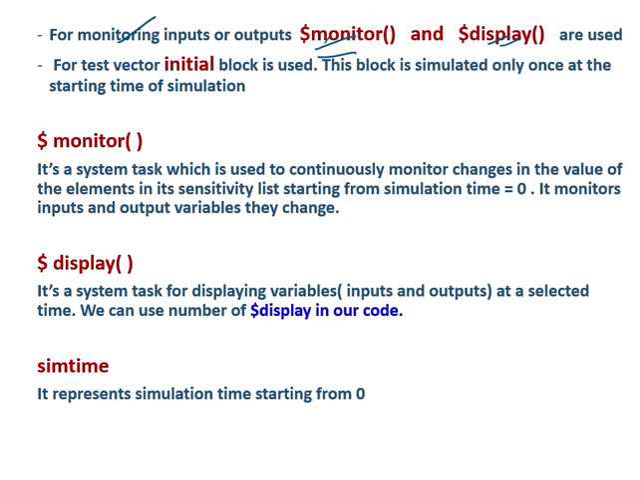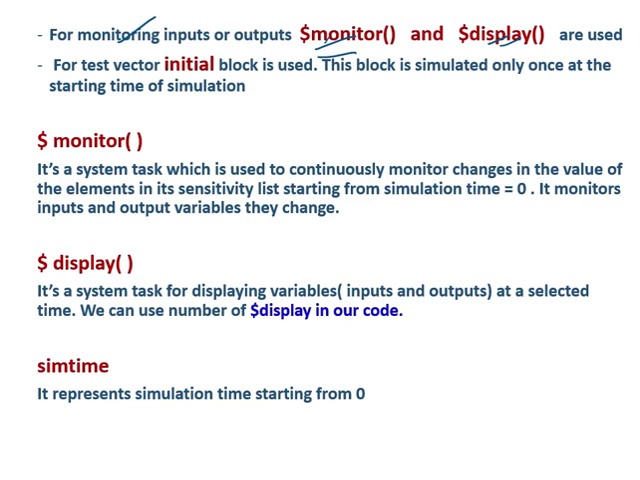Then for test vectors we use initial blocks. Inside the initial blocks we give test vectors. A test vector means a set of inputs that is given to your design, and it is tested whether it is functionally working or not. This block is simulated only once at the starting time of simulation. We know that whatever is written inside an initial block is executed at 0 nanoseconds, unless a delay statement is mentioned; otherwise everything is evaluated at 0 nanoseconds.